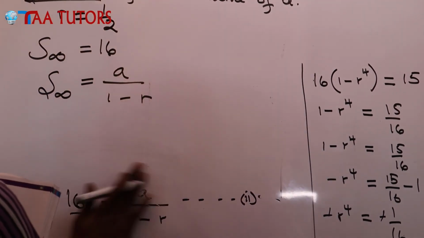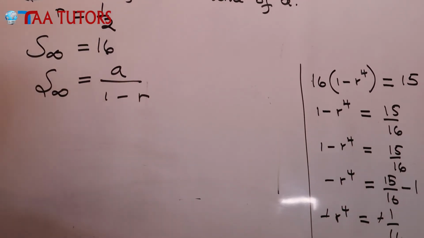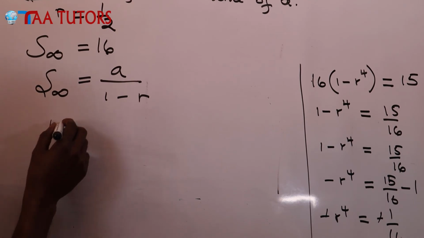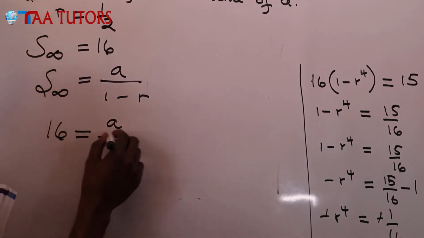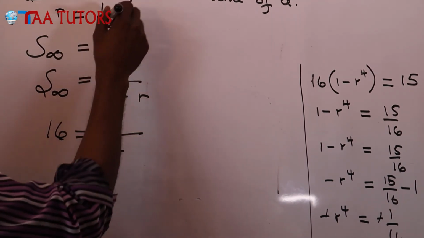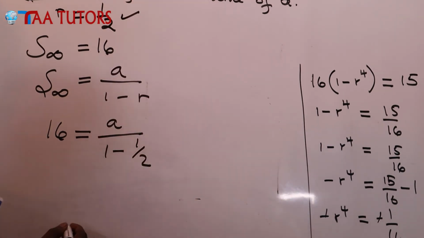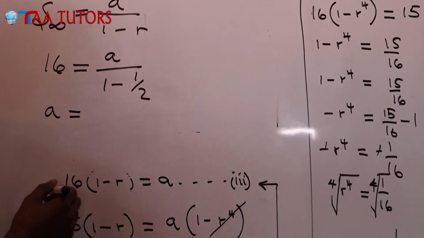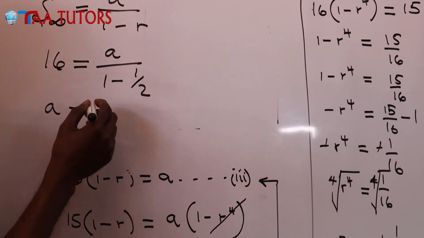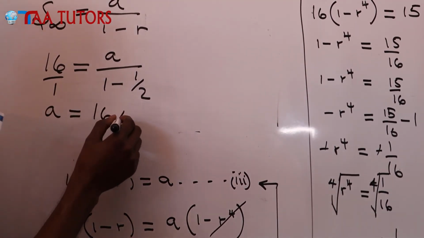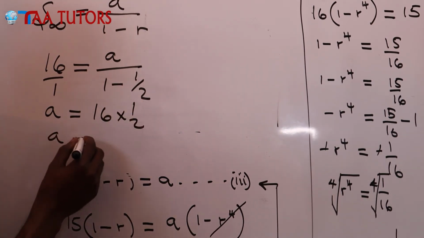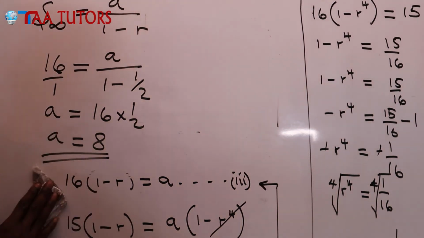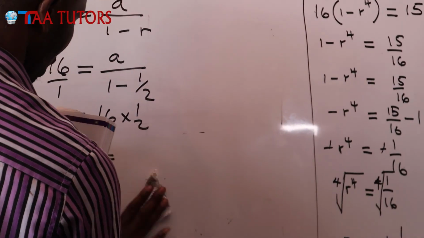So we can actually say, if this is the point that we have here, then what is our sum to infinity? 16. So we can say 16 equals a over 1 minus r, and our r we have said must be positive a half. So a will be, this is a half, so 16 times a half, which means a is 8 for the problem that we have there.